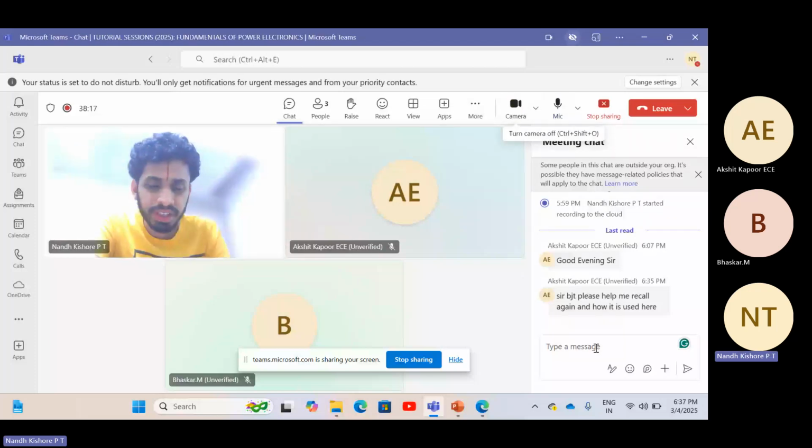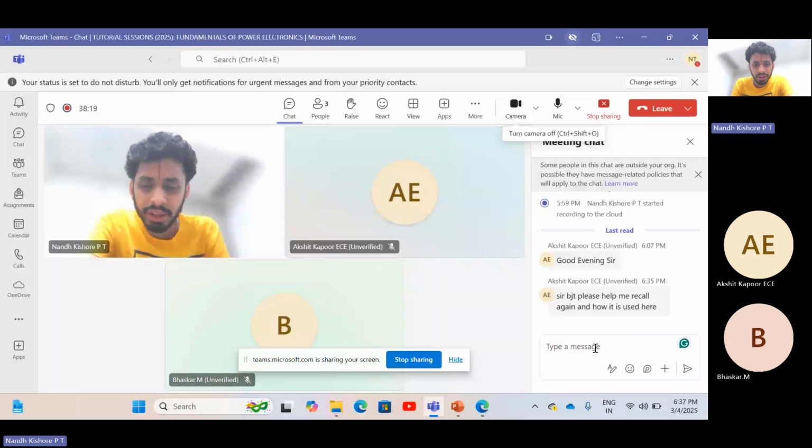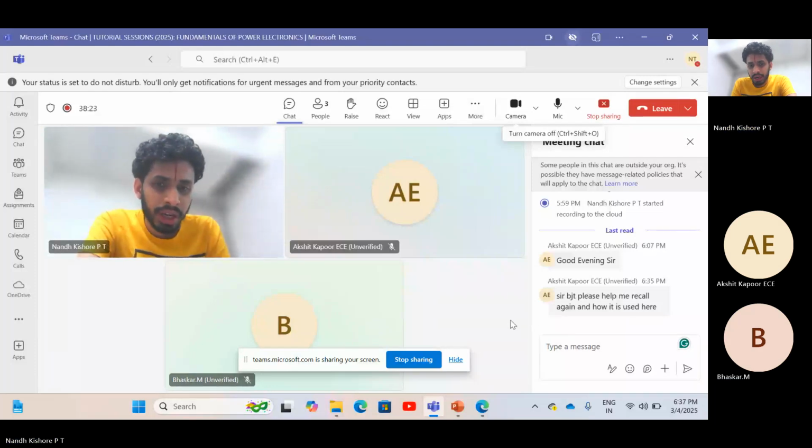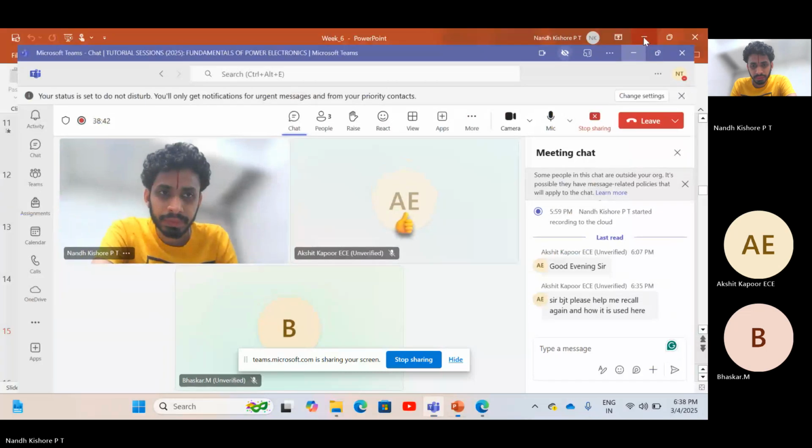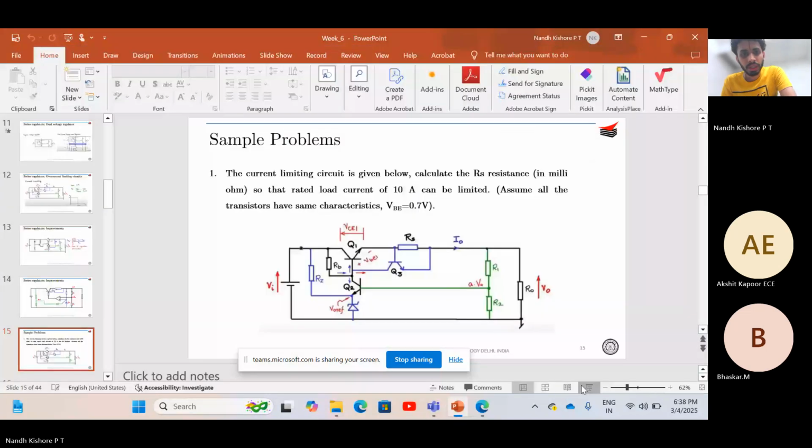Yeah, so hi Akshat, can you tell the specific circuit that you want help with? Or it will be better if we can recapitulate it again for you towards the end of this class after we see the problems. And in between, if you want help with any circuit, you can just write it in the chat box for this specific circuit. Okay.